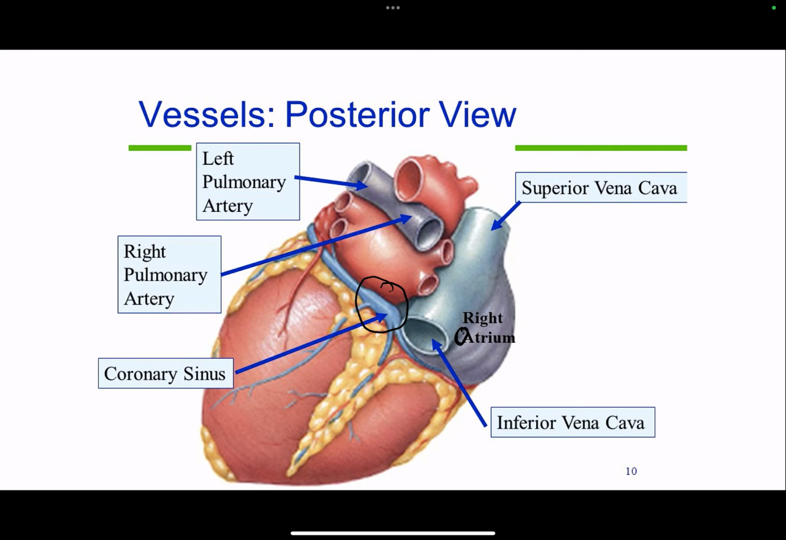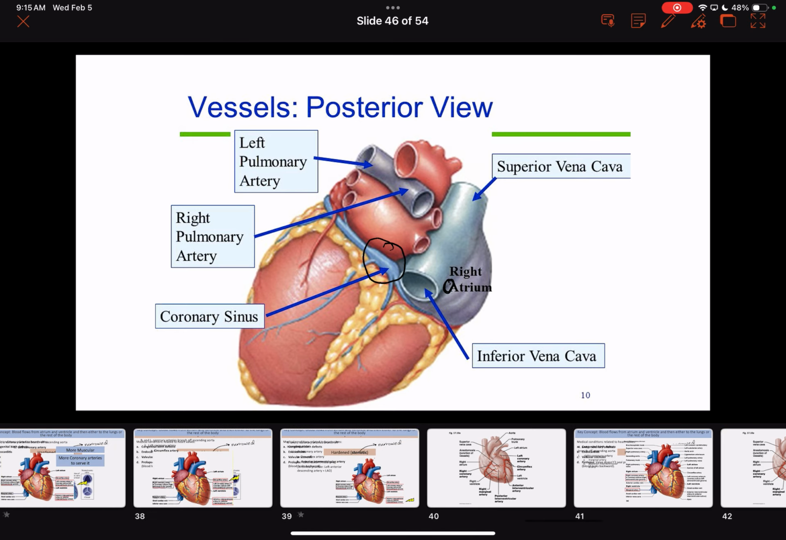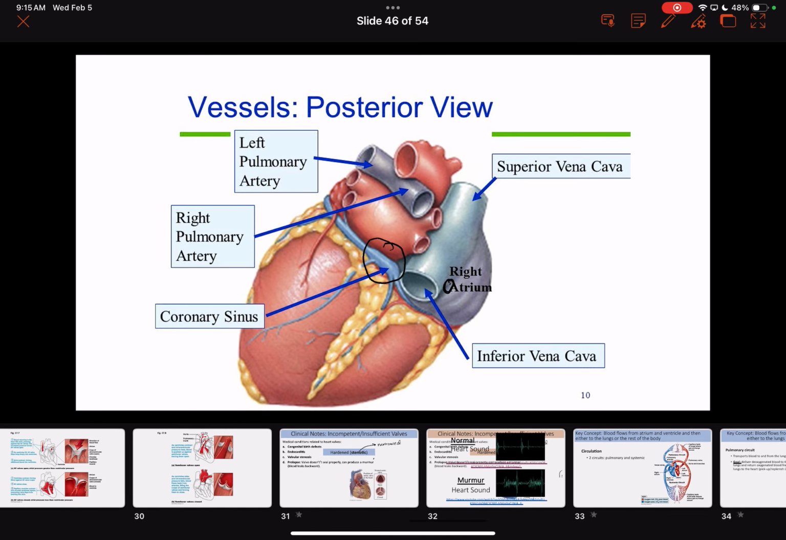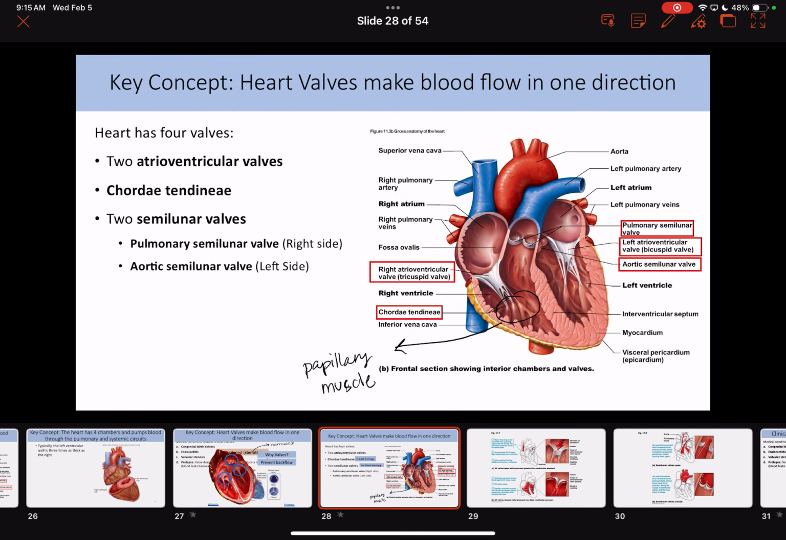So I wonder if one of these other pictures shows it. Nope, so I'll have to show you in lab.